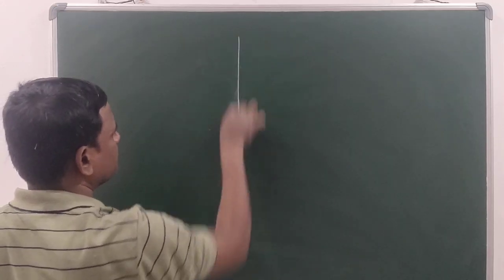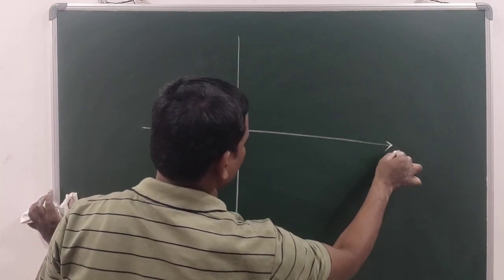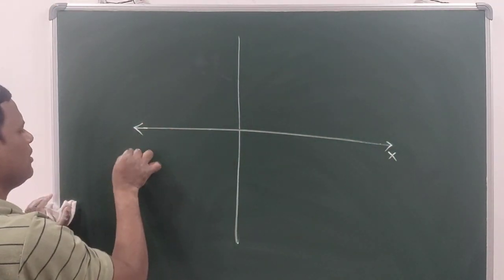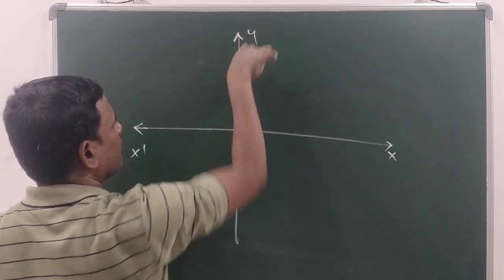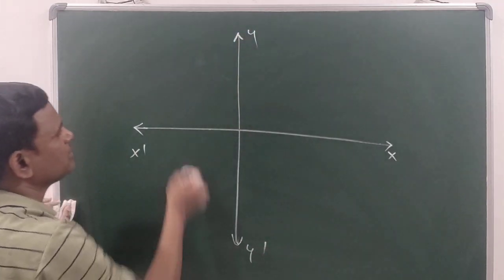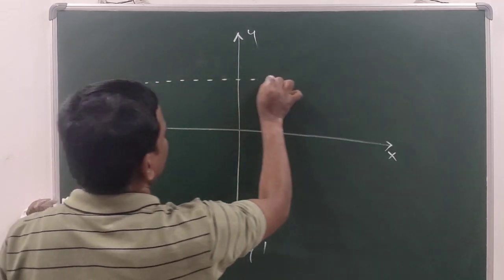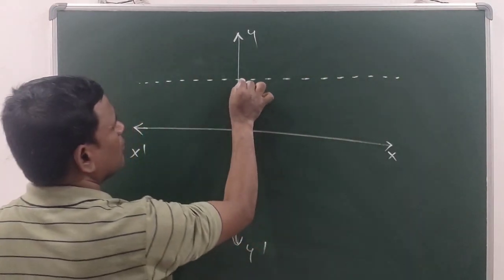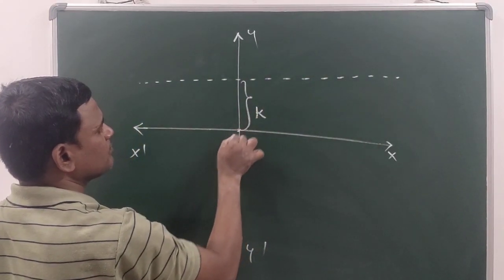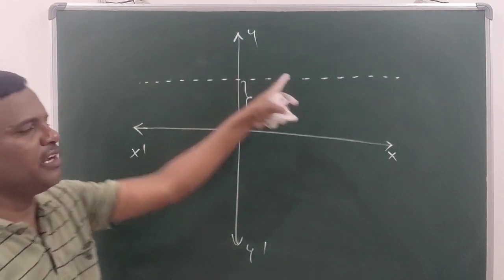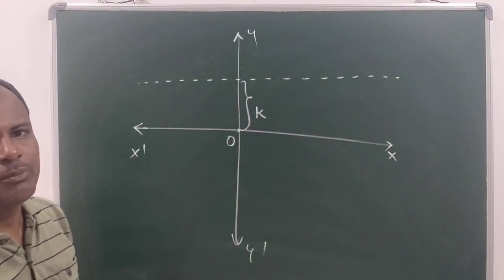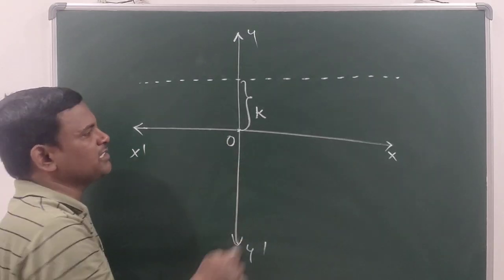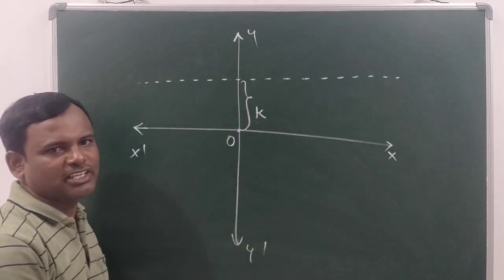Horizontal line equation. X dash, Y dash. Now, how is this? It is one line which is passing parallel to the x-axis and k units away from the x-axis.